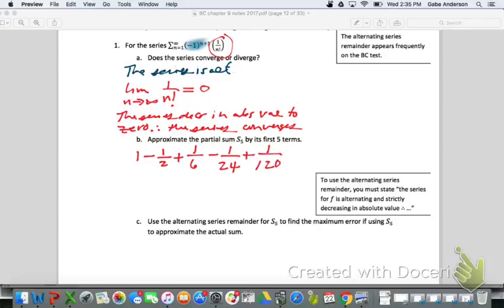120? I agree. Okay, so if we were to use a calculator, it really wouldn't be that hard. The common denominator is 120. We could get these added up pretty quickly, with or without a calculator. We'll just leave it like that for now.